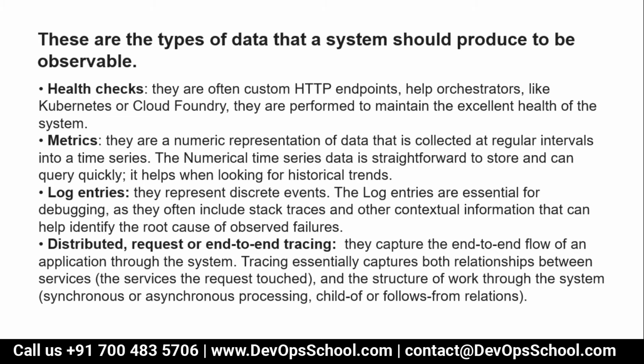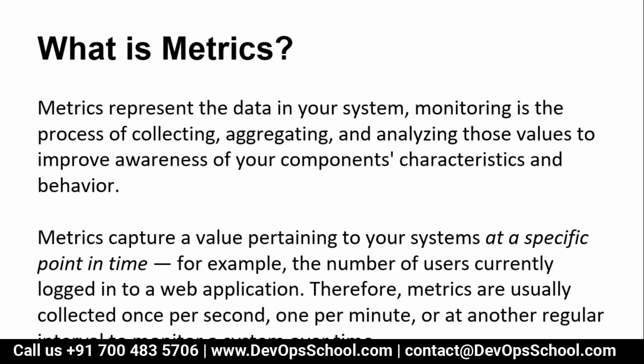And then tracing, like distributed request or end-to-end tracing. So if you want to set up and achieve observability, your system should produce these 4 kinds of data. That is important. So first, let's talk about metrics.